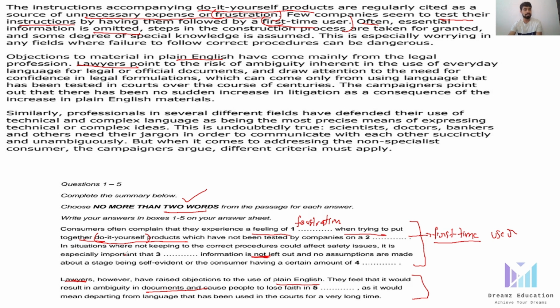So what type of information? Important that dash information is not left out. They're saying often essential information is omitted. So essential is our answer here in this case.